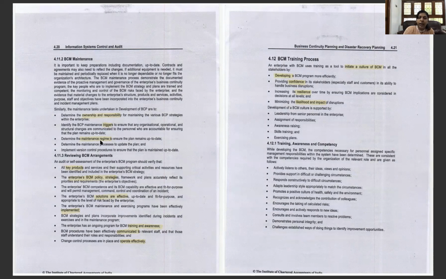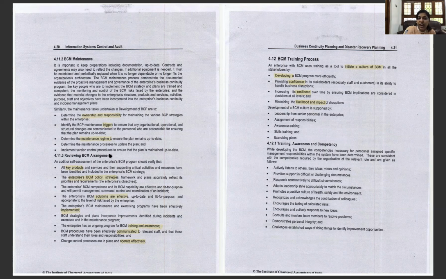And then what is the maintenance regime? What are the procedures or activities which should be followed in maintenance, and the maintenance process to update the plan, and then implement the version control procedures to ensure that the plan is maintained up to date. So here we have the activities, ownership and responsibilities, what the triggers are, so how do we know it's up to date, what the processes are, and implementing version control procedures. So it's very easy.